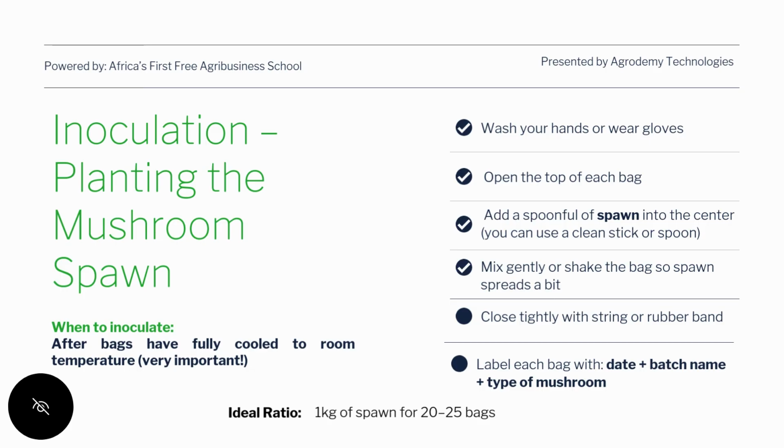Then what you need to do now is label each bag with the date you added the spawn and the batch name. We do ours in batches. We usually do ours for 3 days, so Mondays, Tuesdays, and Wednesdays. So we put in their dates. We call them batch A, batch B, and batch C.